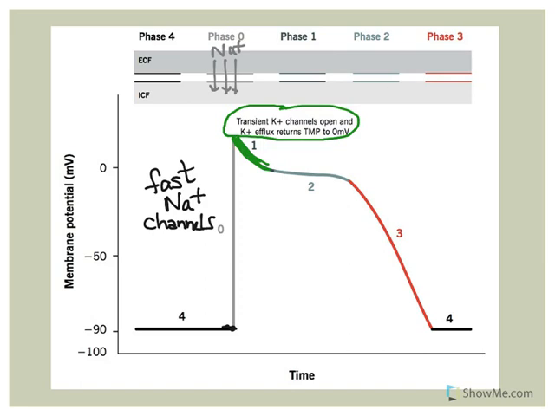Phase 2 is the plateau phase, and I'm going to change the color again. Here's phase 2. But I've got to go back to phase 1 and draw it on the top. With phase 1, I'm going to draw some potassium.